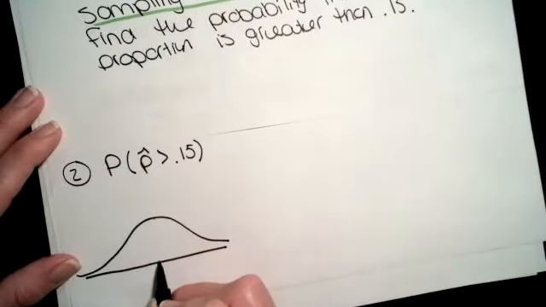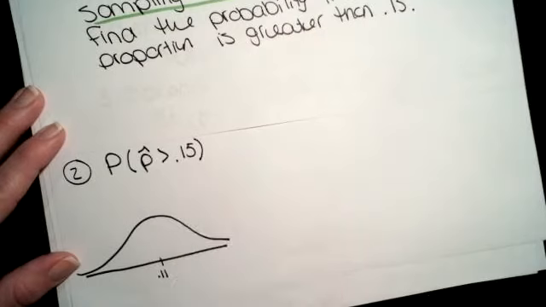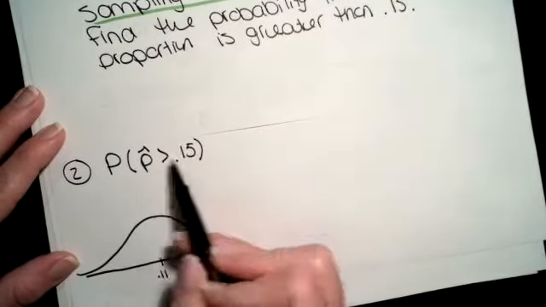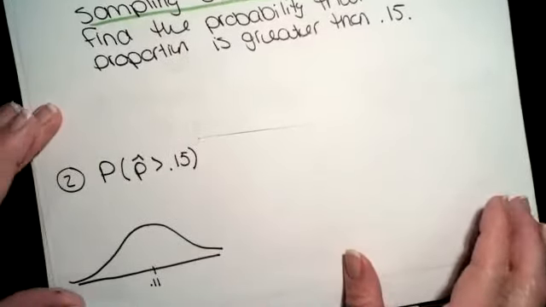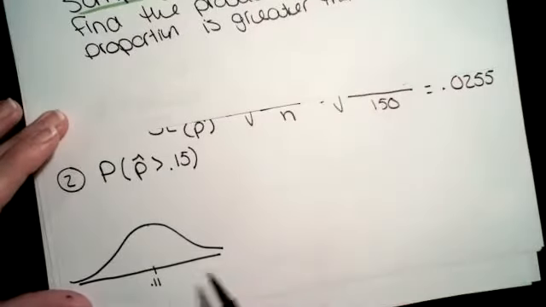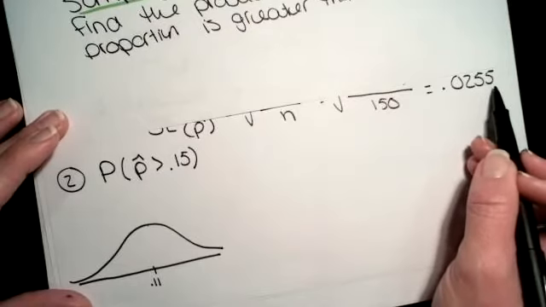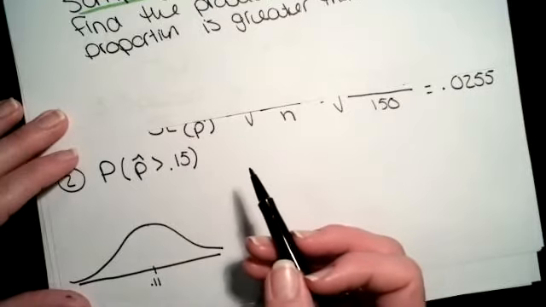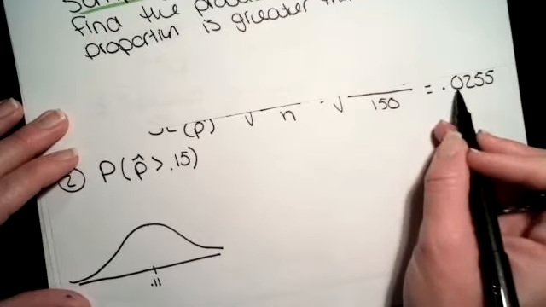So the center of my curve here is 0.11. Now I'm going to put 0.15 because that's my interest, right? And I want to know the probability around that value where it's greater than, really. And if I look, 0.11 is my center, 0.0255, that is my spread. So 0.15 is actually kind of far from 0.11 in respect to that spread.